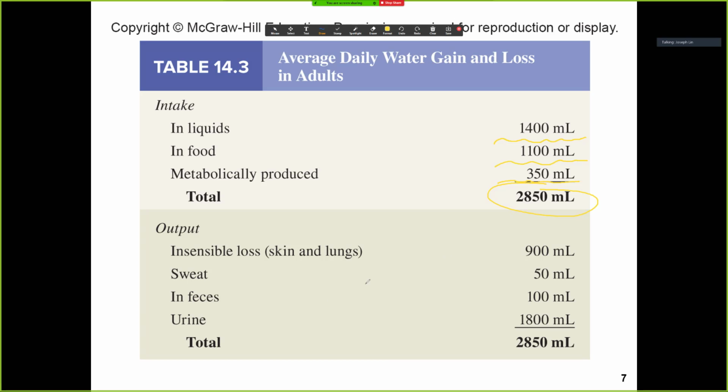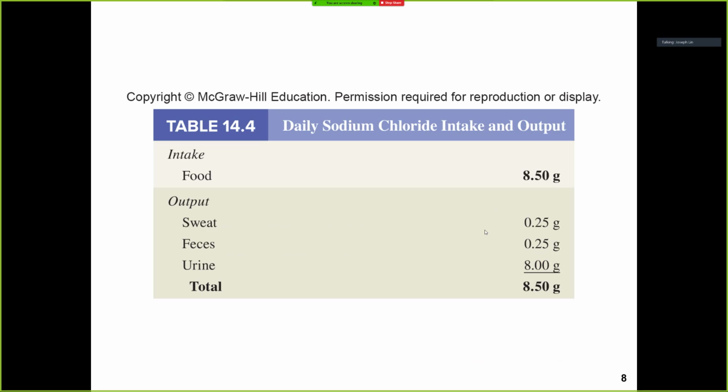And then as you're breathing, as you're sweating, as you go through the defecation and urination phases, you're going to lose some fluid. And you lose roughly about 2,800. So there should be a balance with how much goes in and how much goes out. And that's also why you try to consistently take in the amount of fluids.